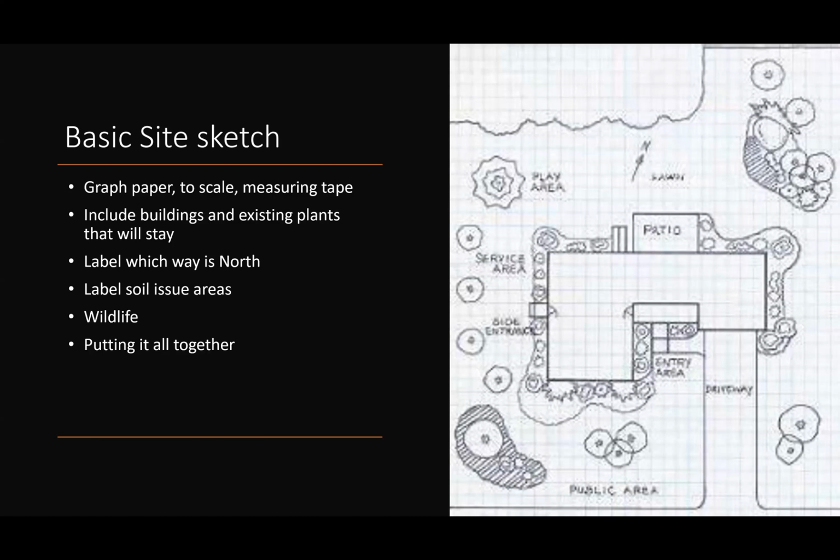Depending on how big your space is. But you want to label which way is north, label the soil issue areas, and list what kind of wildlife you're coming up against. You also want to put on the map what plants are existing in the space, and especially if they're going to stay. So this is kind of a level up from the bubble diagram.